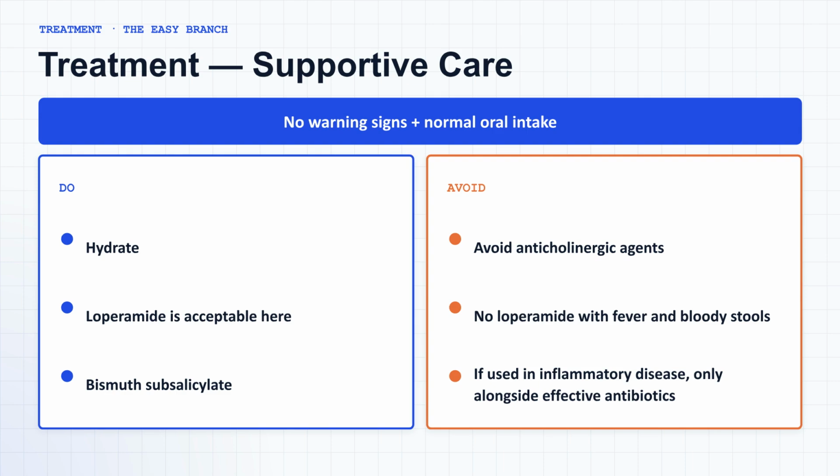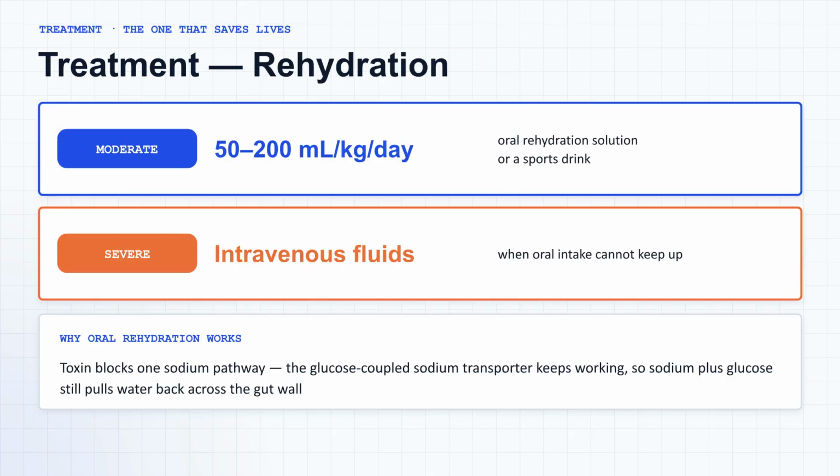What you avoid is anticholinergic agents. 2 cautions on loperamide. Do not give it to a patient with fever and bloody stools. Slowing the gut in an invasive infection risks prolonging the illness and can contribute to toxic megacolon. And if you do use an antimotility drug in an inflammatory picture, give it only alongside effective antibiotic therapy. One counseling point: bismuth subsalicylate can turn the stool and the tongue black. Tell the patient before they panic.